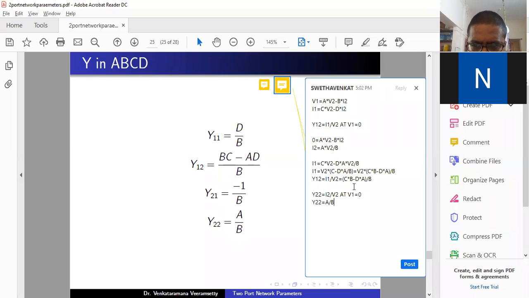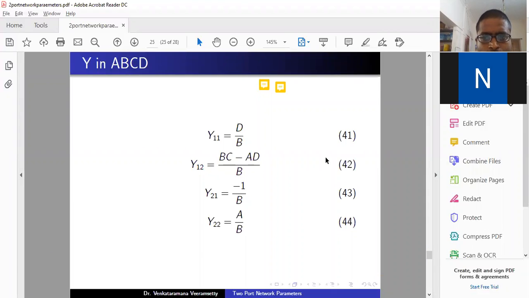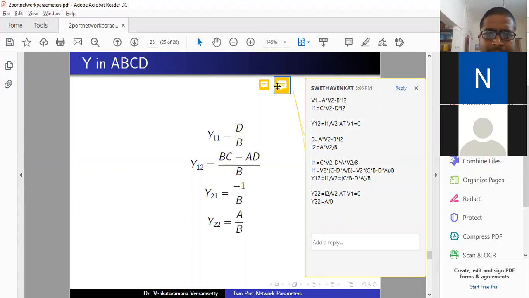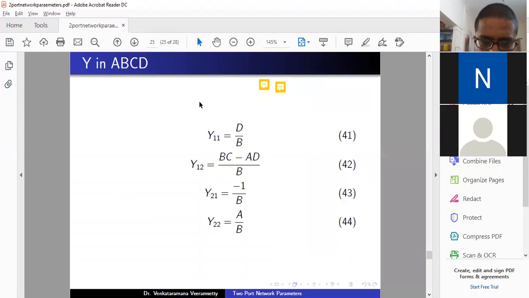And Y12 equals (BC minus AD) by B. So everything will be derived. The derivation is simple when compared to the Y parameters in terms of the Z parameters. So this is how we can derive the expression for Y parameters in terms of the ABCD or transmission line parameters. Right? So you need to remember these equations from the competitive examination point of view. Again, these derivations can be helpful for you for the academic examination.